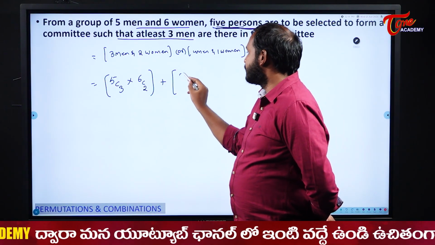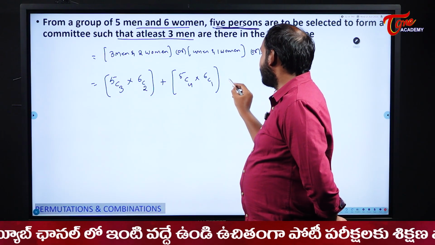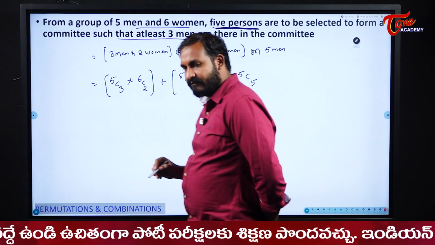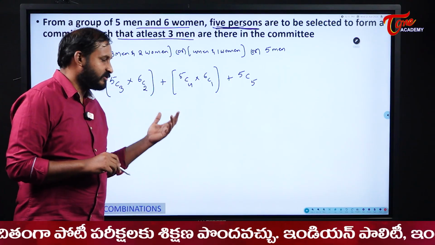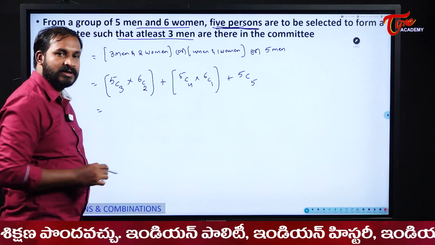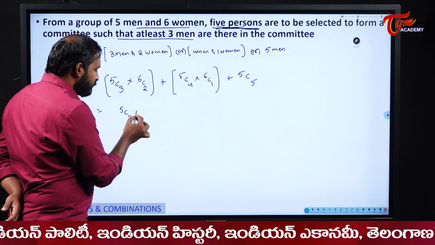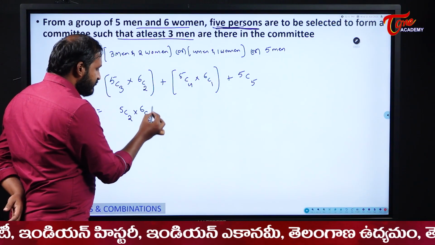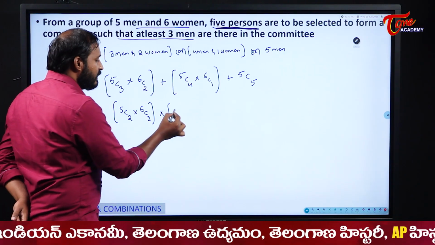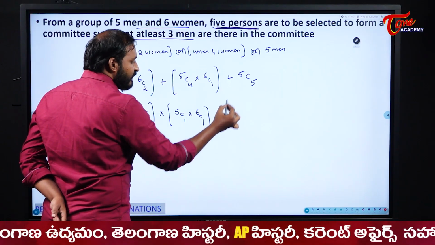4 men. So 5C4 into 1 woman, 6C1 plus 5C5. Why? Because there are only 5 men available and all the 5 should be selected. So 5C5. Now 5C3 is also equal to 5C2. So 5C2 into 6C2 into 5C4 is also equal to what, students? 5C1 into 6C1 plus 5C5.